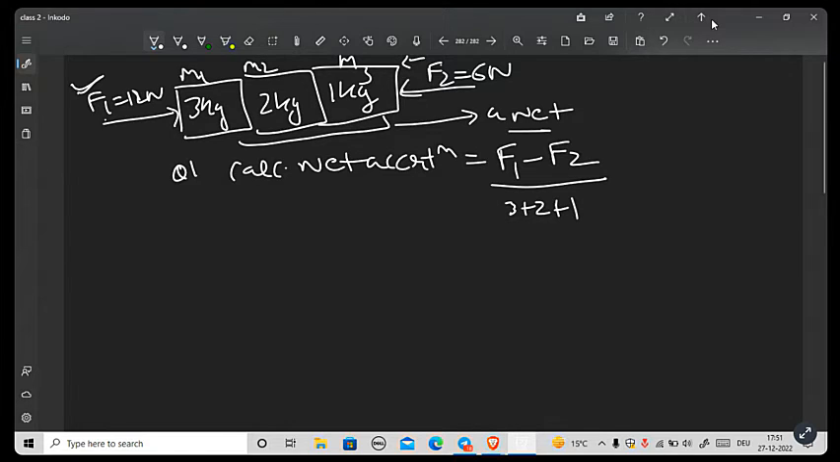Now, what is F1? 12 Newton. What is F2? 6 Newton, upon 6. So the first part is clear, I hope. What was the second part?